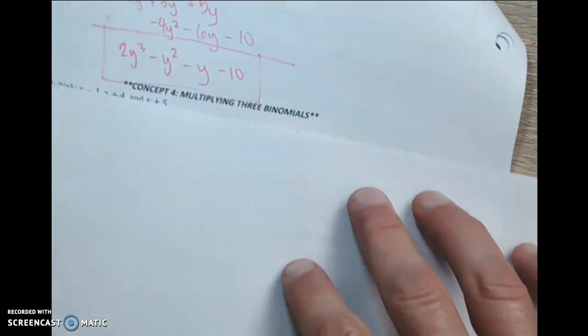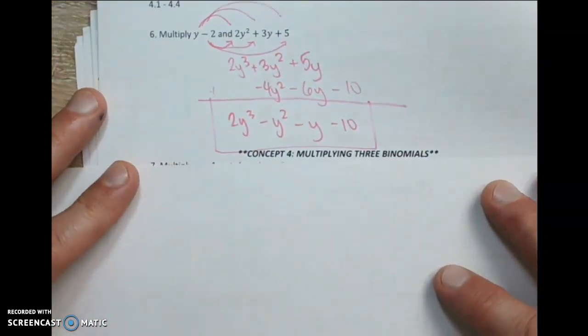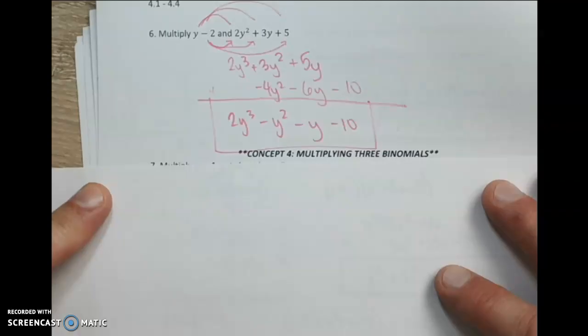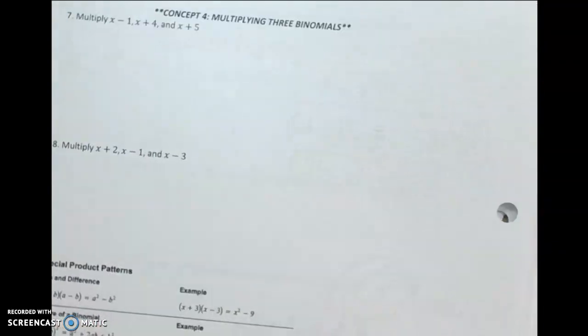Show the answer here. It is 2y cubed minus y squared minus y minus 10. Pause if you need more time. I'm going to keep on going. Alright, here we go.